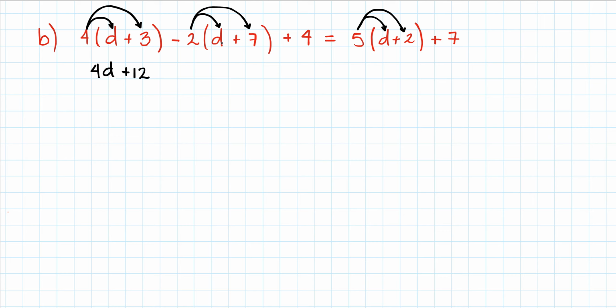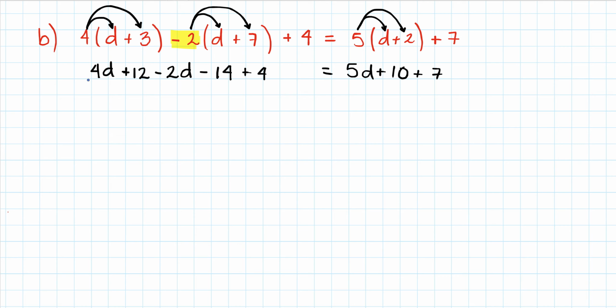Okay, -2 times d, -2d. Notice that I'm taking the negative, is the whole thing, -2d, okay? And then -2, don't forget the negative. This is one piece here, okay? Don't forget that. Don't get confused. -2 times 7, -14, plus 4 equals 5 times d is 5d. 5 times 2 is 10, plus 7. Wonderful. Now let's collect like terms.